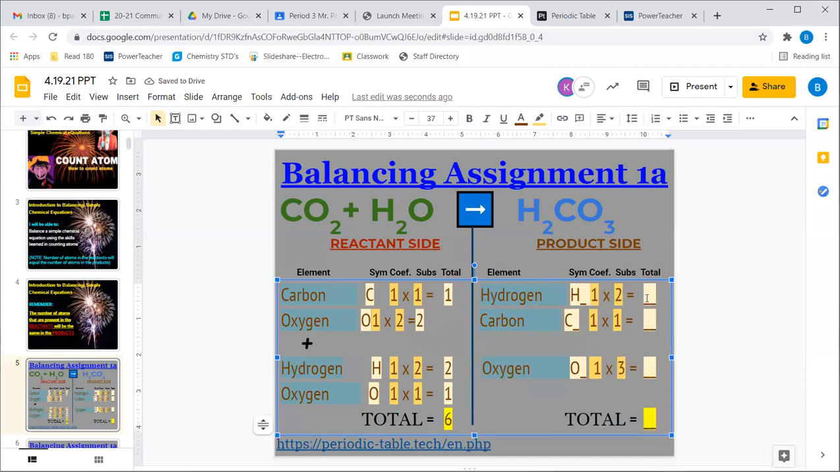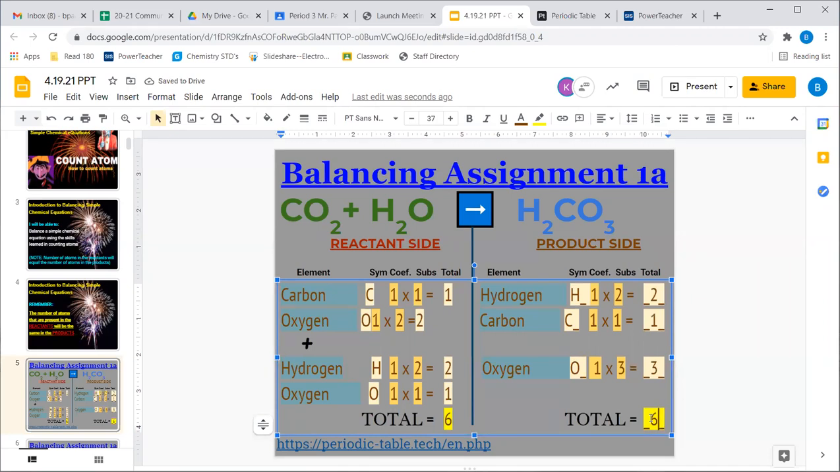Okay. Now let's do our totals. What's our total for hydrogen? 2. How about for carbon? 1. And how about for oxygen? 3. Yeah. What's our total? 6. There you go.